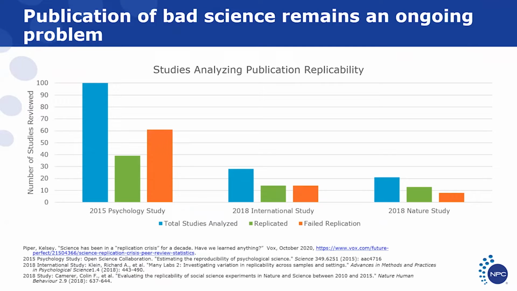Now, this problem isn't specific to health spending. It's a broader problem for health science, but it's a specific problem for health spending because there are no set of standards, which is one of the reasons we need the guiding principles.